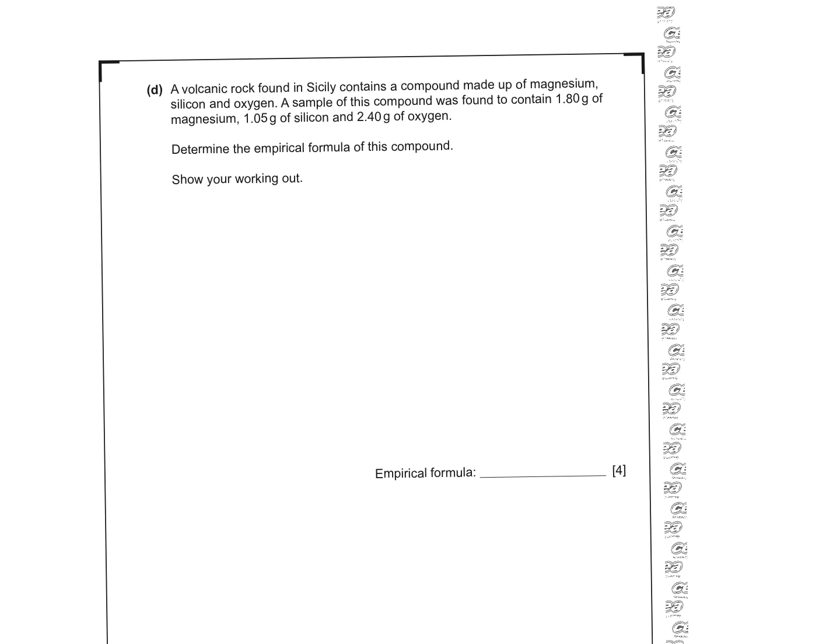Part D, I have to determine the empirical formula of the compound. Now remember, empirical formula is the simplest whole number ratio of atoms in a compound. So what I'm going to do first of all is write down the symbols that are in this compound. We've got magnesium and silicon and oxygen. We've got to work out the number of moles of each one.